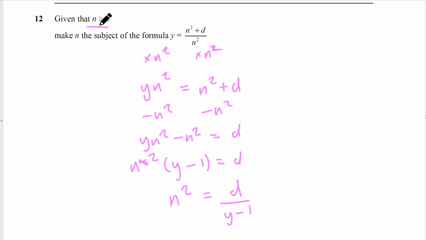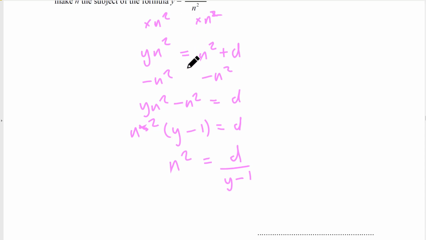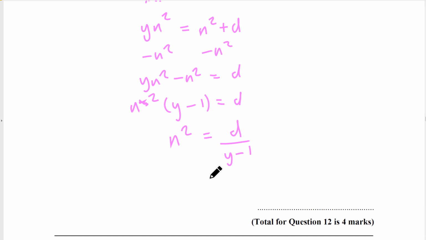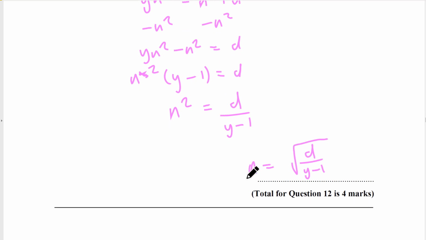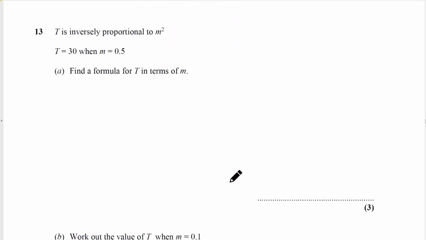Now while I said n is greater than 0, it's actually got nothing to do with the question, because if n is 0 you can't divide by 0, so it wouldn't work. That's all that means. So anyway, we square root both sides. So n will equal the square root of d over y minus 1, like that. Very easy for a mark, changing a subject.